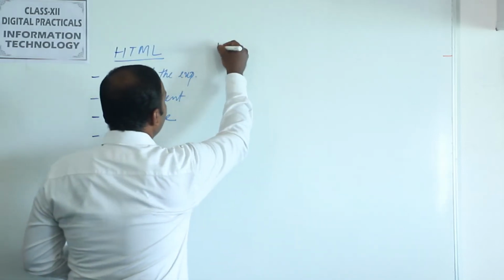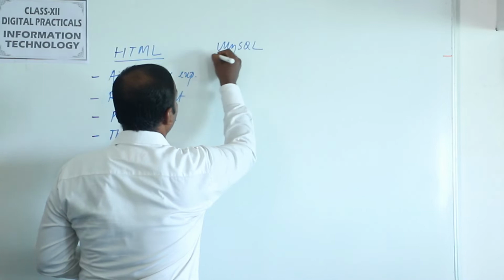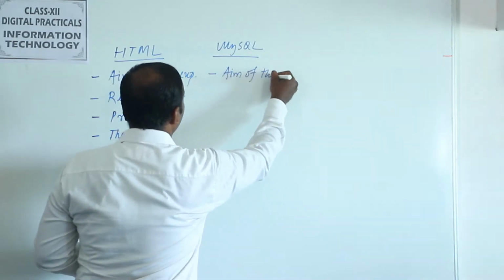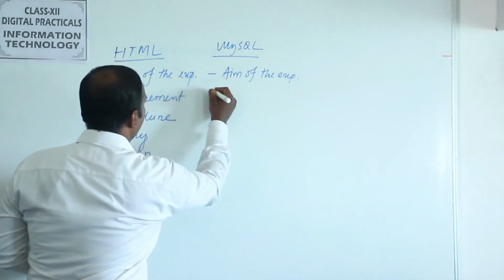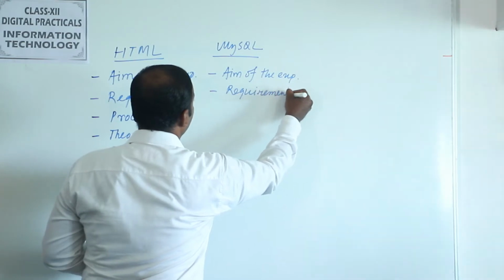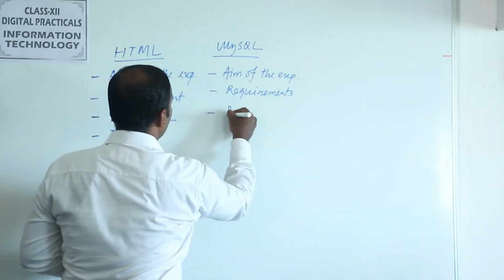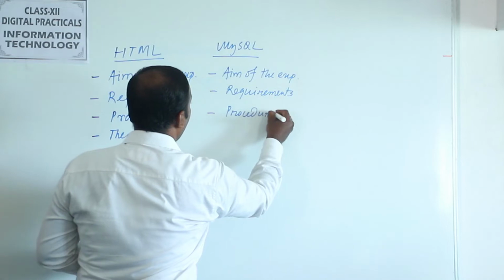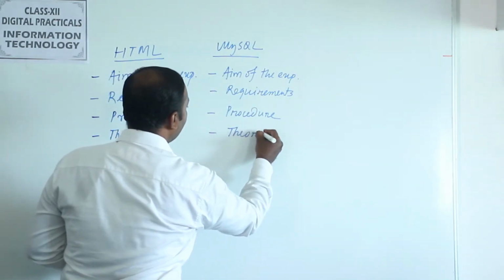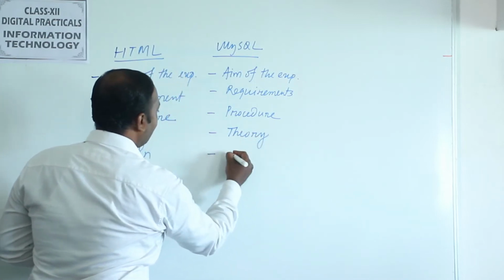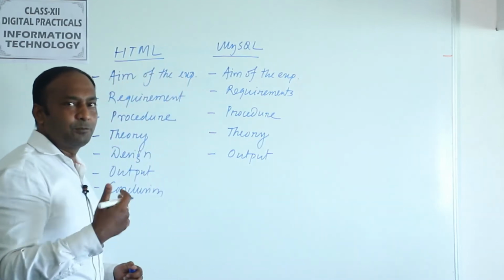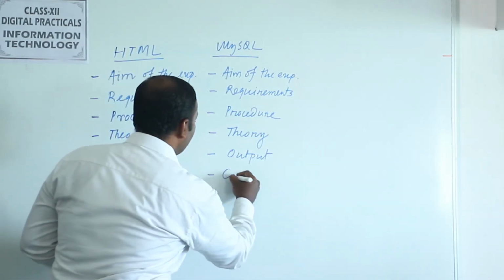In the MySQL part, similarly aim of the experiment, next your requirements, that is hardware and software requirements. Next is your procedure, how to start MySQL. Next is your theory, means the coding part. Then your output, according to the theory what is the output of the coding. Next is your conclusion.